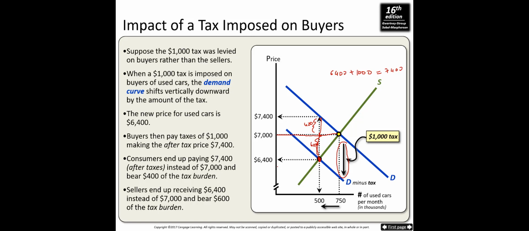So as you see, it doesn't matter who pays the tax, buyers or sellers. So I can say that the statutory status of the tax doesn't matter. The important thing is that whether you impose a tax on sellers or buyers, the tax burden is shared. In this case, $400 is paid by buyers and $600 is paid by sellers.